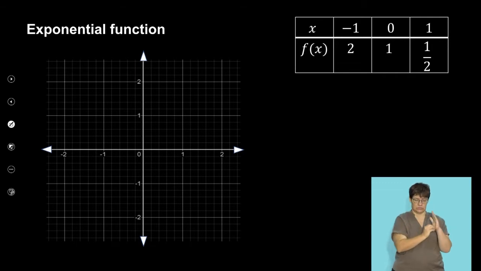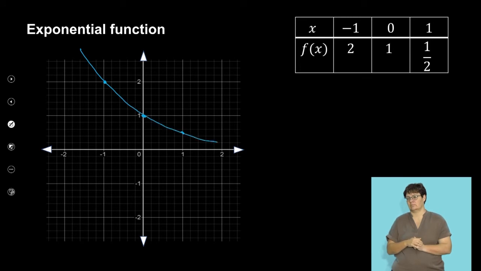To plot this as well, the negative 1 is the one that goes with a 2, so it is up there. The 0 goes with the 1, it is somewhere on the y-axis there, and then the 1 goes with a half, so it will be somewhere here. And then when you join this, it will look something of this nature here.